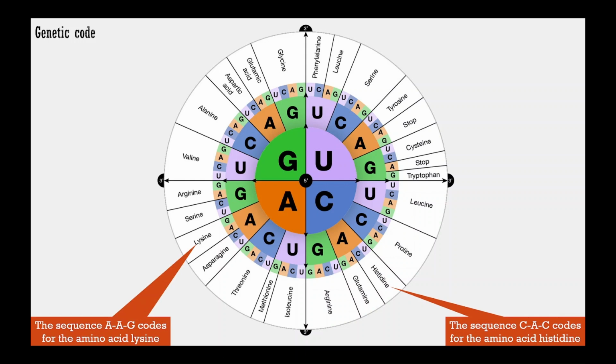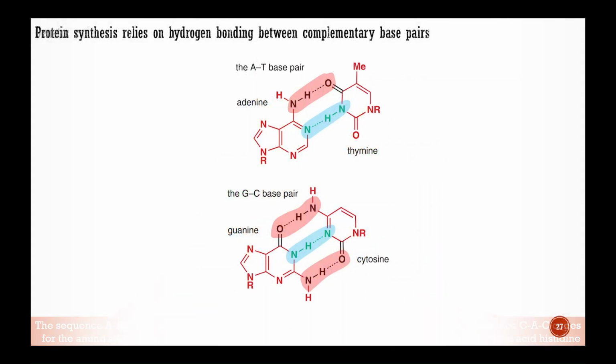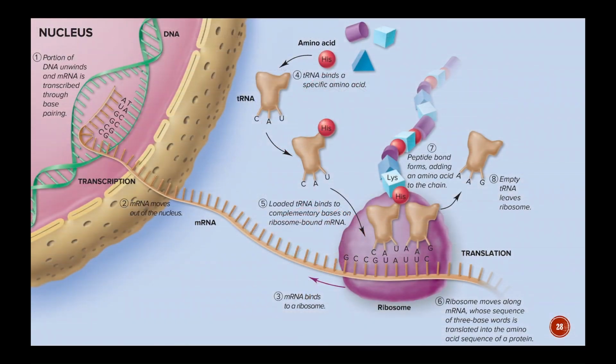Through an astonishingly complex series of interactions, amino acids are positioned one at a time and linked together to synthesize a protein. To fully appreciate this fundamental aspect of biochemistry, keep in mind that the process relies heavily on hydrogen bonding between base pairs. So, protein synthesis is conventionally divided into 2 main stages: transcription and translation.